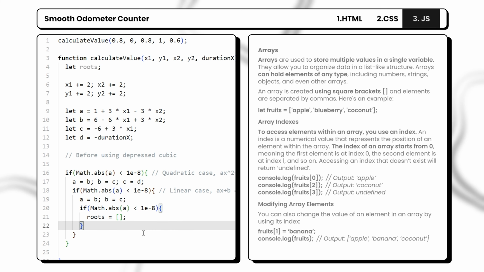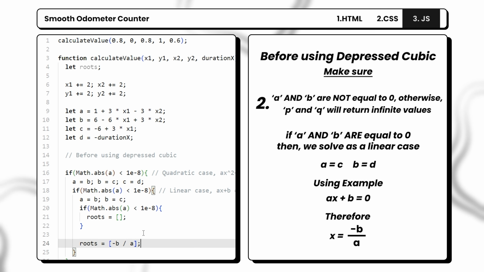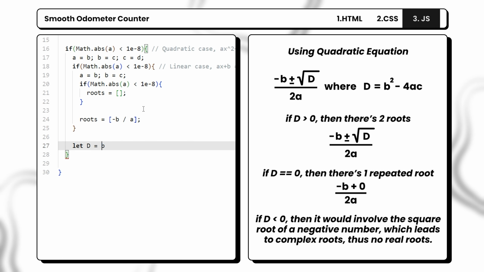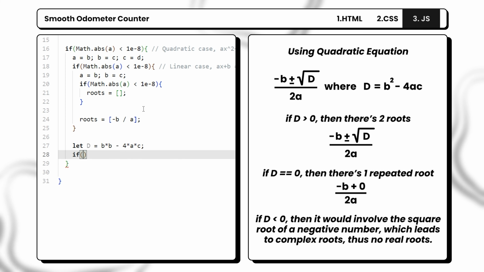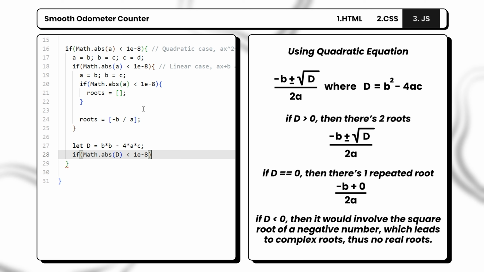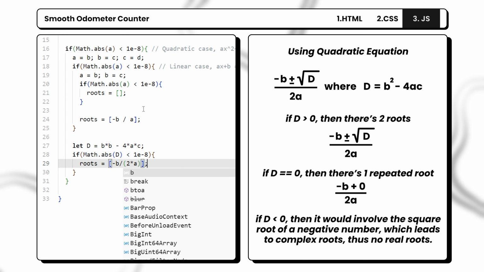And next we will write what happens to the roots in the linear case, and for that we will set roots to an array that holds the value of minus b over a. And for the quadratic case, we will create the derivative which is equal to b squared minus 4ac, and so if the derivative is less than 0, then roots is equal to an array with the value of minus b divided by 2a.